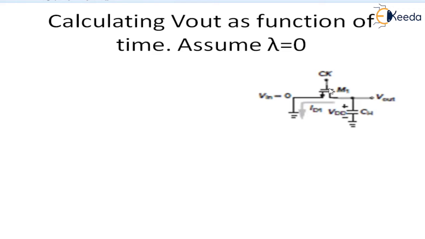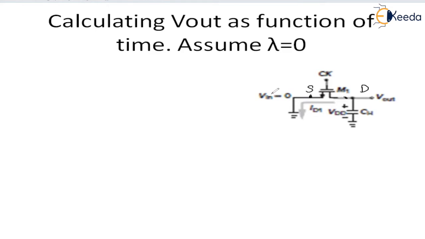This is the clock pulse applied at the gate terminal, and this is Vout, and this is CH, which is the sampling capacitor. This is initially charged to the value VDD. So let us illustrate whether this particular transistor is in saturation or in triode region. We can see that in an NMOS the source is at lower potential than the drain terminal. This is the source terminal, and this is the drain terminal.